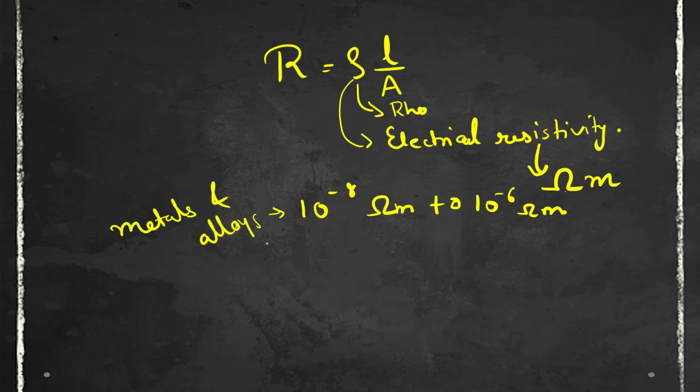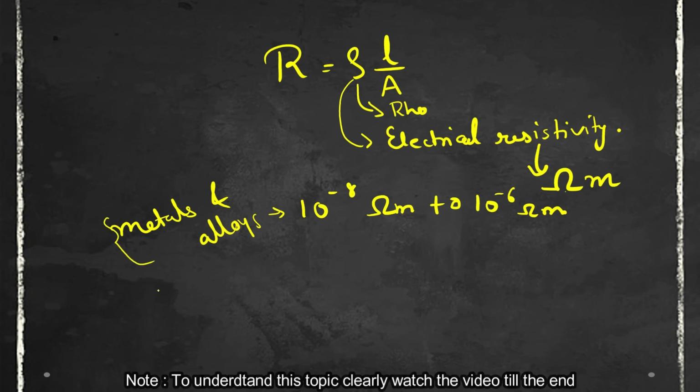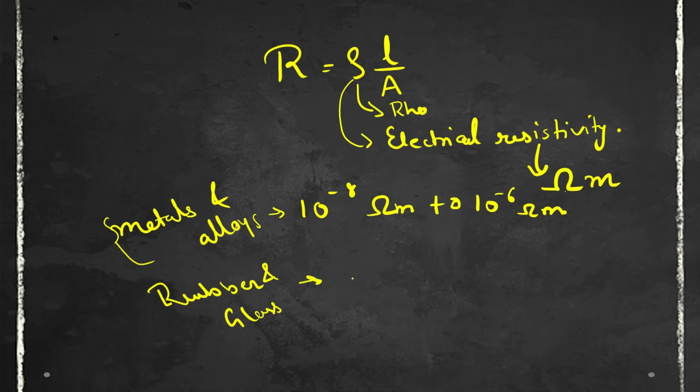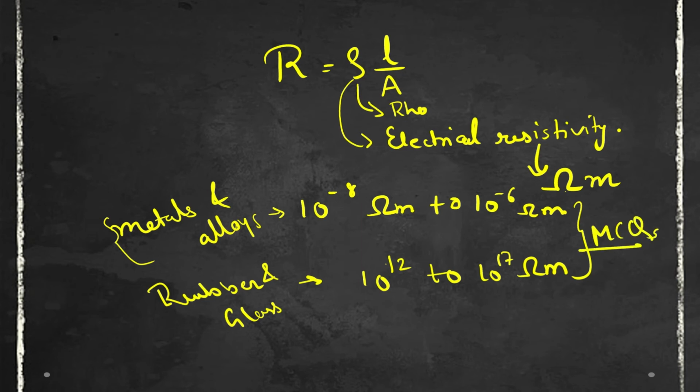You have to remember this for MCQ. They are good conductors of electricity. And if we talk about insulators like rubber and glass, their resistivity is of the order of 10 raised to 12 to 10 raised to 17 ohm meter. You have to remember this for your MCQ purpose. Both the resistance and resistivity of a material vary with temperature, so remember that both will vary with temperature.